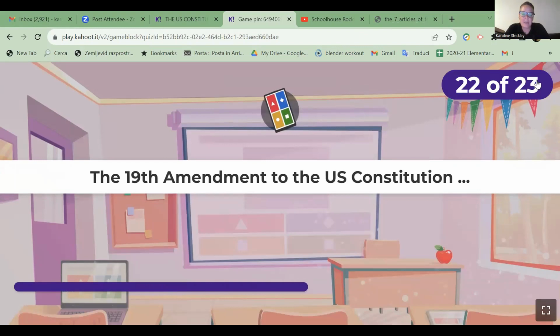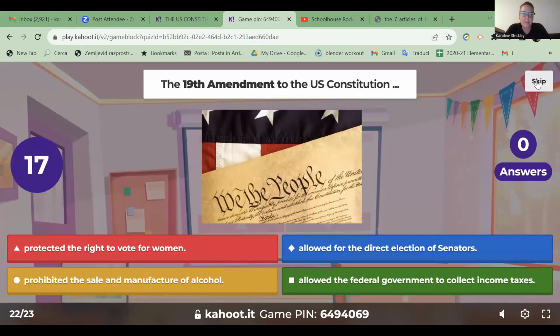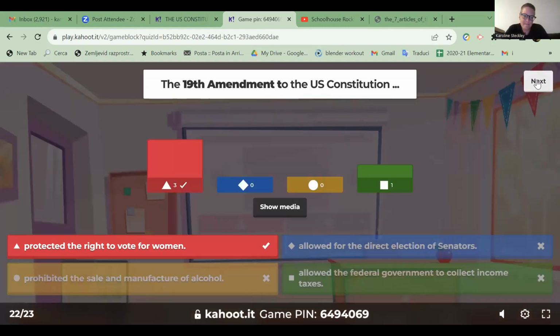The 19th Amendment to the U.S. Constitution protected the right to vote for women, or prohibited the sale of manufacture of alcohol, blue allowed for the direct election of senators, green allowed the federal government to collect income taxes. This was the right for women to vote.